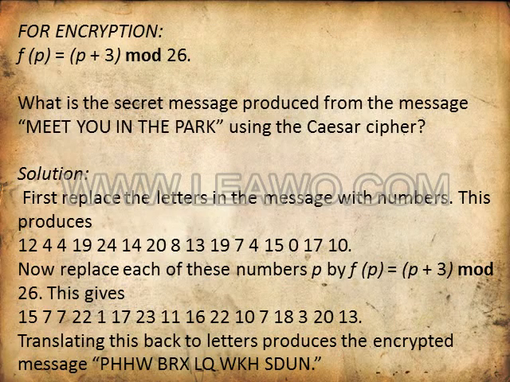For encryption, f(p) is equal to p plus 3 modulo 26. What is the secret message produced from the message "Meet you in the park" using the Caesar cipher?